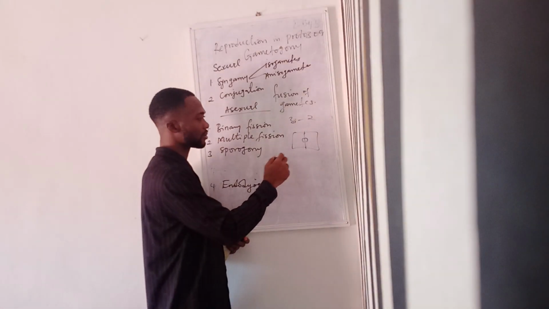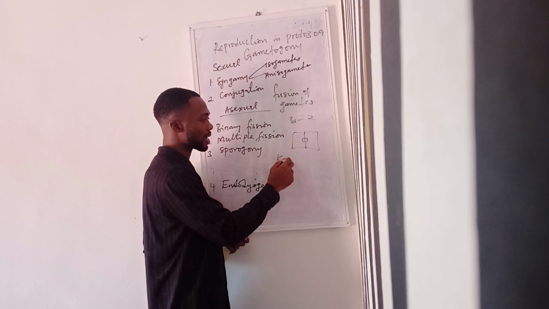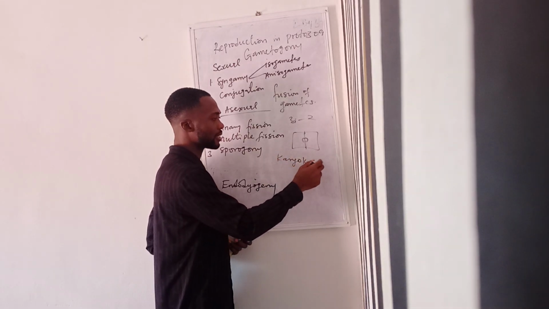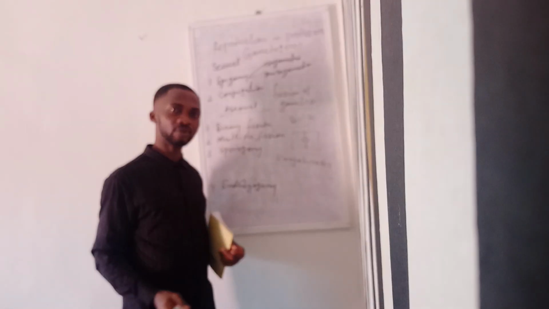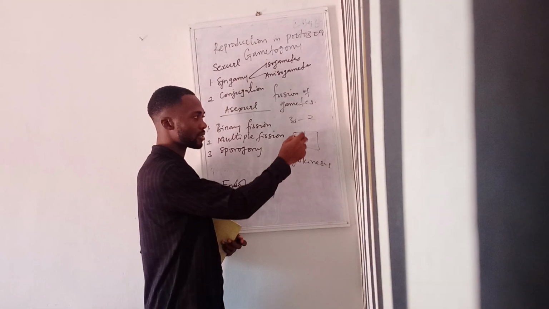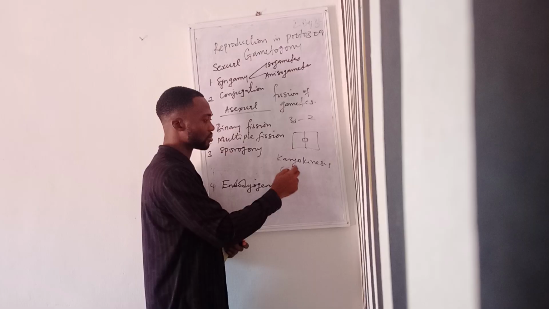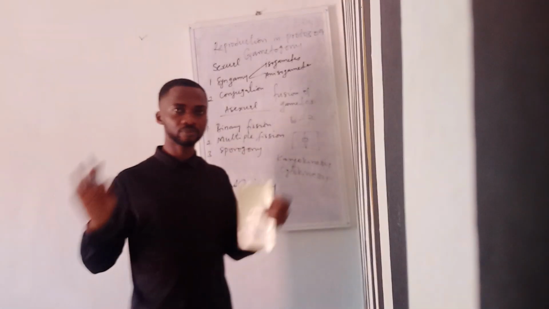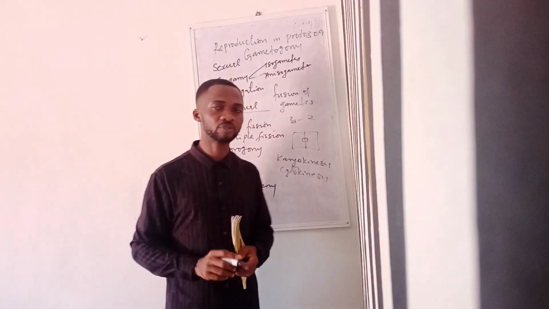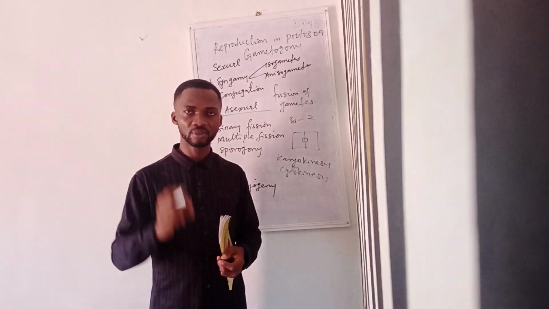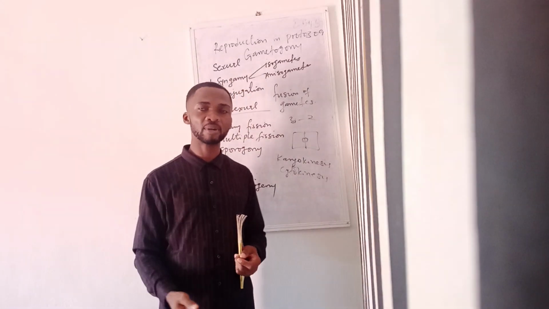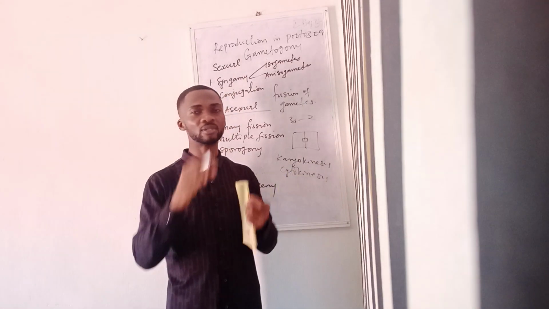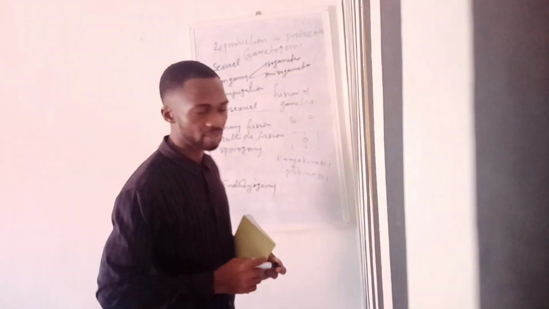So the splitting of the nucleus is called karyokinesis. Then the splitting of the cytoplasm is called cytokinesis. So this is what happens in binary fission. The nucleus splits first, followed by the cytoplasm, to enable the organism to divide into two daughter cells.